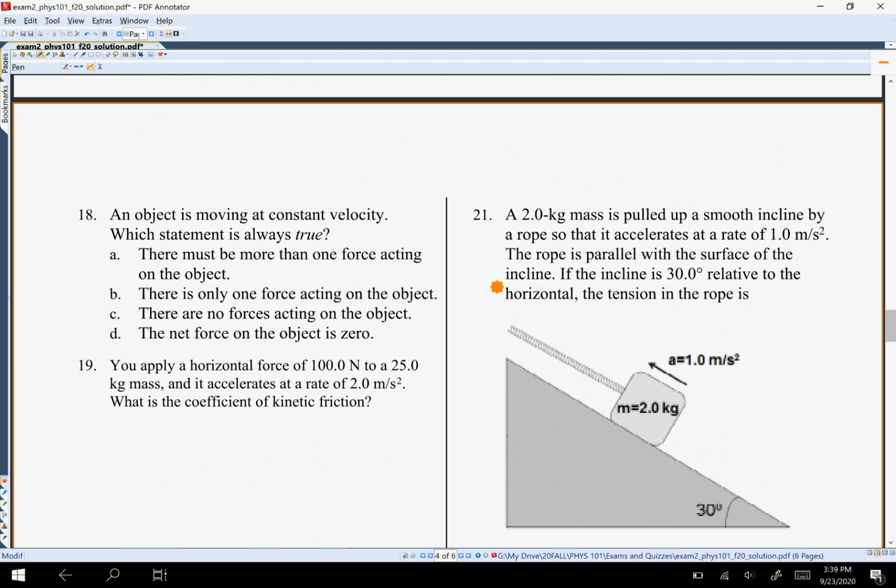An object is moving at a constant velocity. Which statement is always true? If it's moving at a constant velocity, that means the acceleration equals 0, so the net force on the object is 0. That's a lot like the question I did before. It might go away, I might keep it, we'll see.